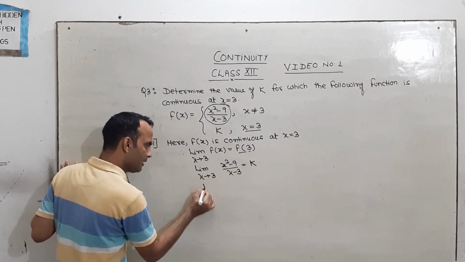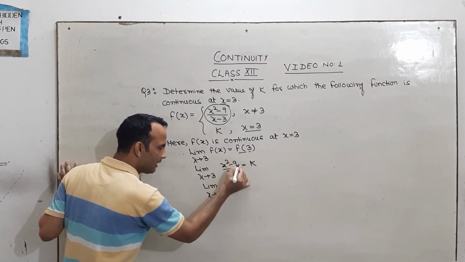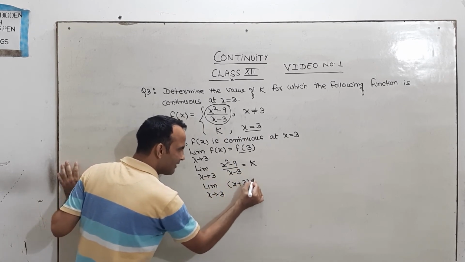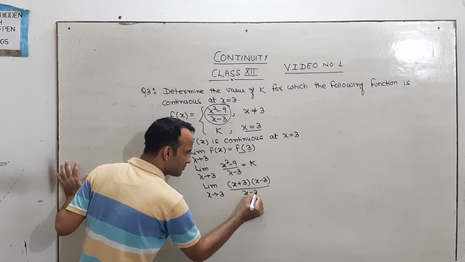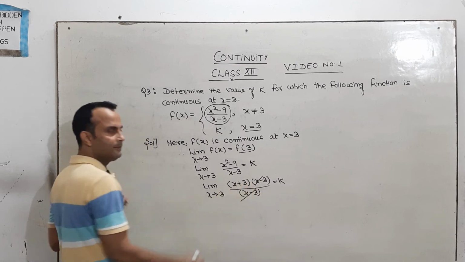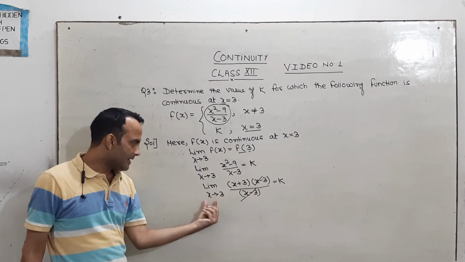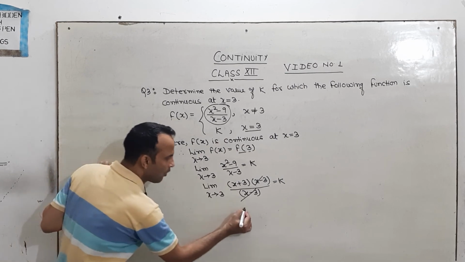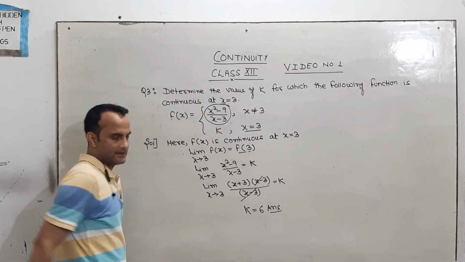Now simplify. Limit x tends to 3. Dear students, we can write the above expression numerator as (x plus 3) multiplied with (x minus 3) by using the identity a square minus b square, upon x minus 3 is equal to k. Now x minus 3 cancels with x minus 3. Now limit x tends to 3, x plus 3 is equal to k. As x tends to 3, substitute 3 in place of x, you obtain k is equal to 6. This is the required value of k in this problem, dear students.